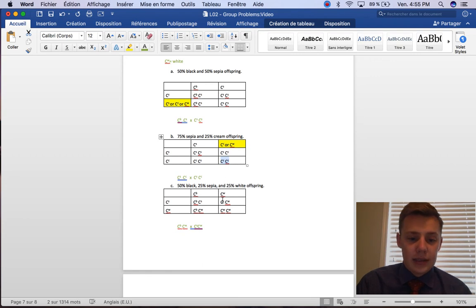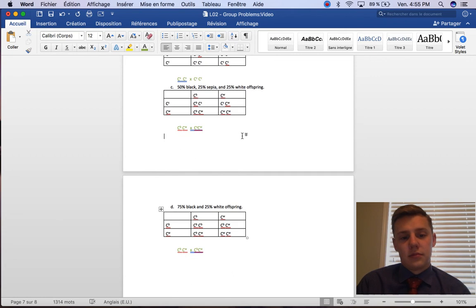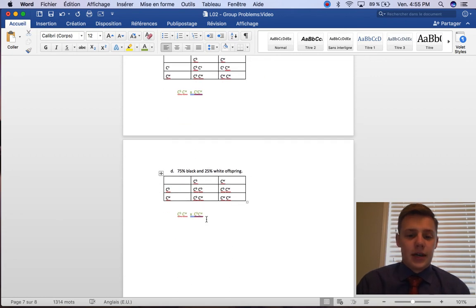We can conclude that this is black, and this is black, and so that'll give us our black, and then this is the SEPA, and then this is the white. From this genotype, we can conclude that we can get those proportions. And the last one is 75% black and 25% white. Well, this is fun and dandy. All we really need is a heterozygous CB and CW for both of them. That way we get 3 black and 1 white right there.